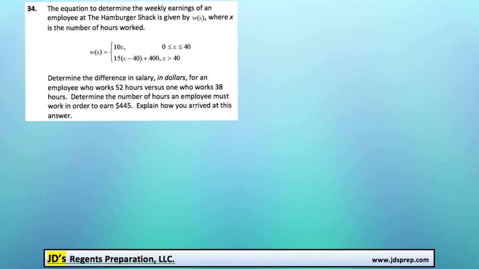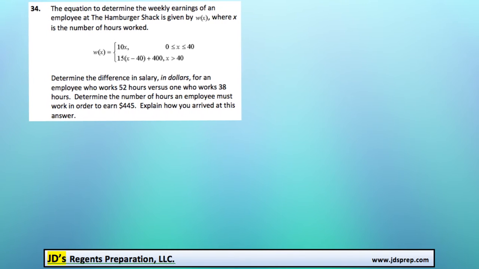Welcome to problem number 34 from the June 2015 Algebra Regents exam. In this question, we've got an equation that shows the weekly earnings of an employee at the Hamburger Shack given by W of x, where x is the number of hours worked.